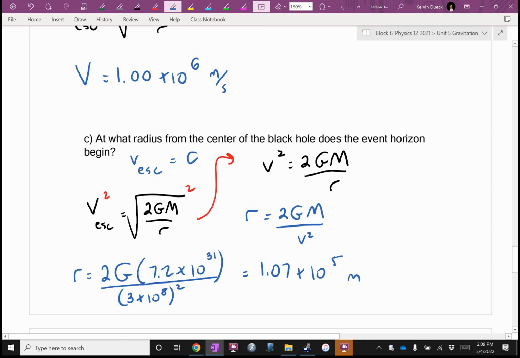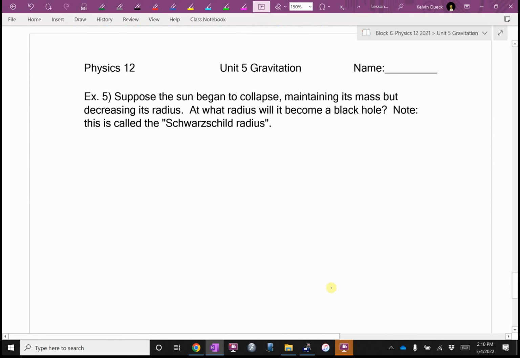If you were creating a black hole, Taryn, and you had 7.2 times 10 to the 31 kilograms of hydrogen and helium, you would have to compress that star, shrink that star down until it was smaller than that, and only then would you have created an event horizon. Okay?